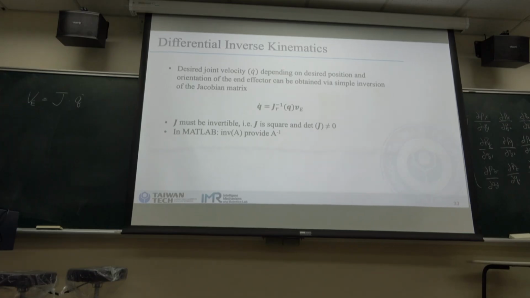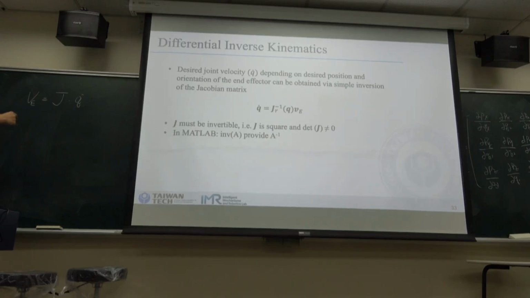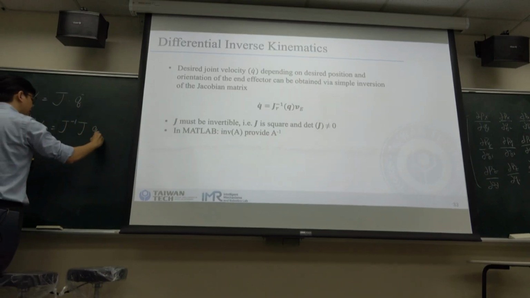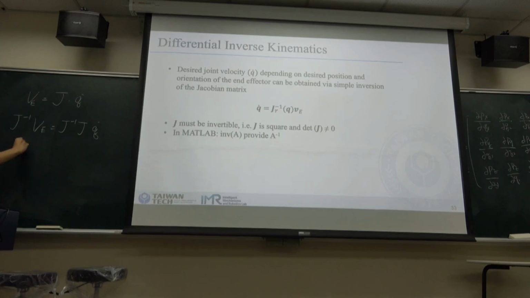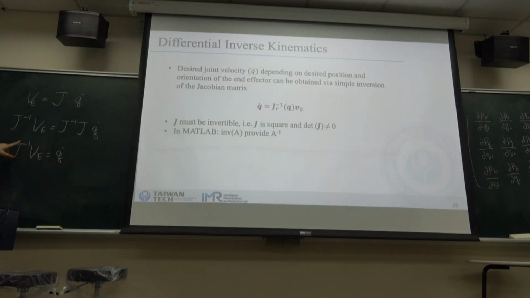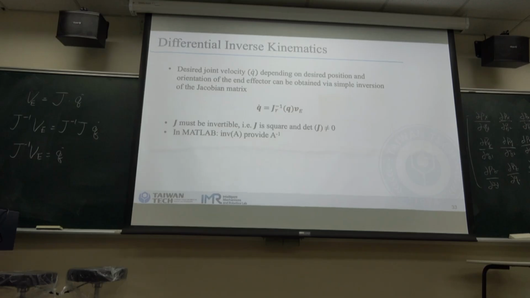So we just invert it, and we multiply by Q dot over here. So it's the Jacobian inverse times VE equal to the inverse times J Q dot. So it will give the inverse Jacobian times VE equal to Q dot. So this is what we get. Q dot equals the Jacobian inverse times the velocity of the end effector.